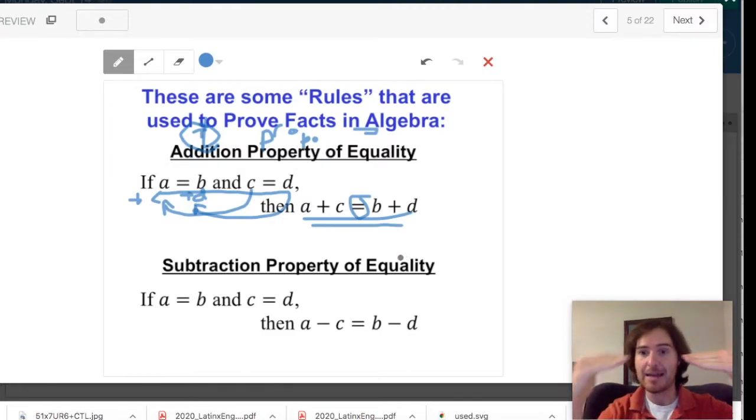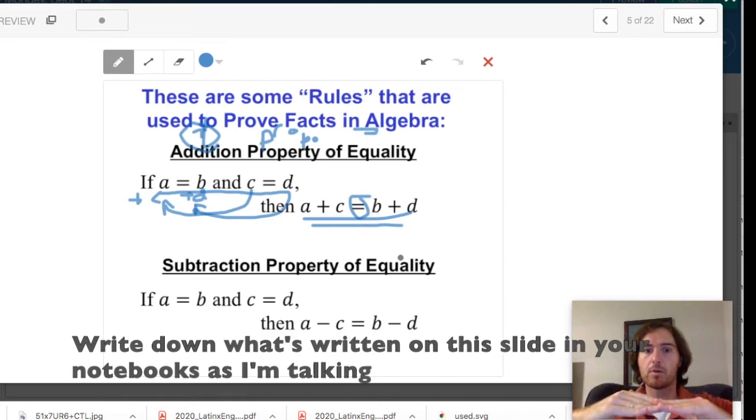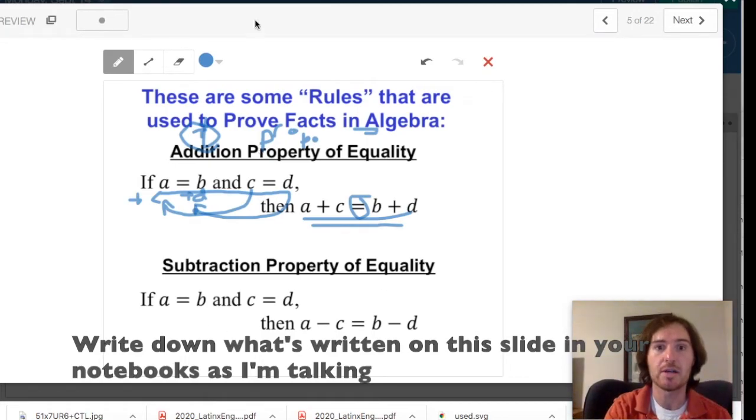So we know if we add equal things to both sides of an equation, the equation is still balanced, it's still an equal equation. And we also know that we can subtract equal things from both sides of the equation. So looking at this down here, I have this in my given premise: if A equals B and C equals D, those are the same thing as one another.